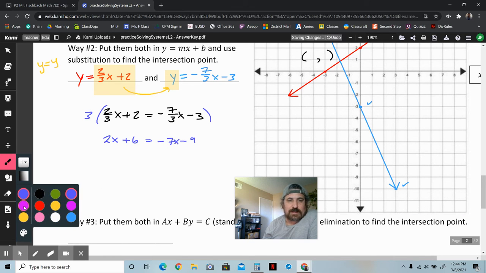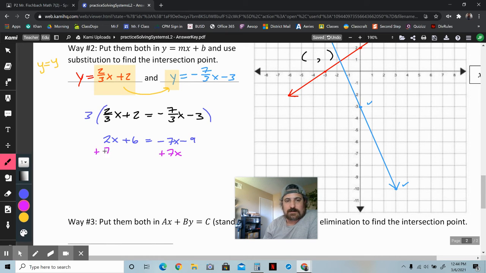And so let's write the answer here. We're going to add 7x to both sides. We're going to minus 6 to both sides. You're going to get 9x is now equal to negative 15. Divide by 9 on both sides. And x will be equal to negative 15 over 9, which is the same as, divide top and bottom by 3, negative 5 thirds. Okay? So x is negative 5 thirds, or ultimately negative 1 2 thirds.